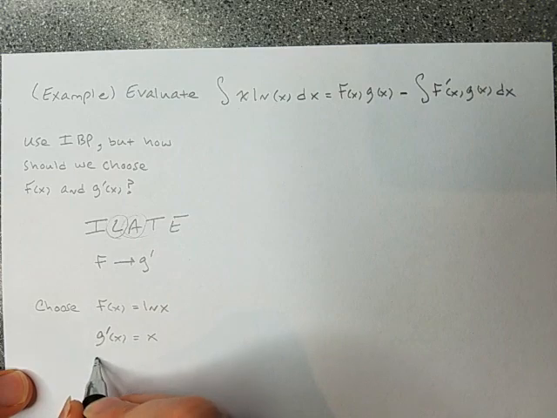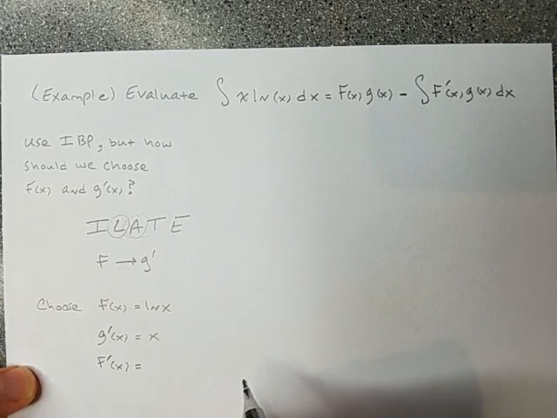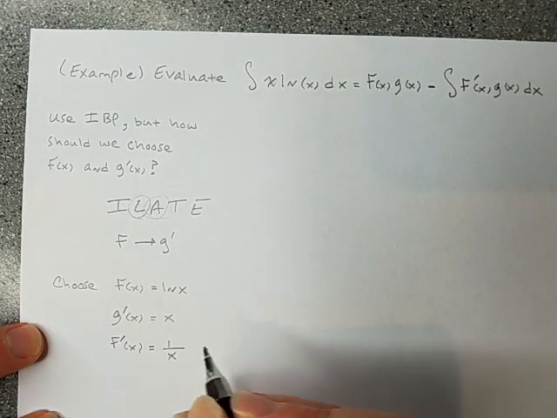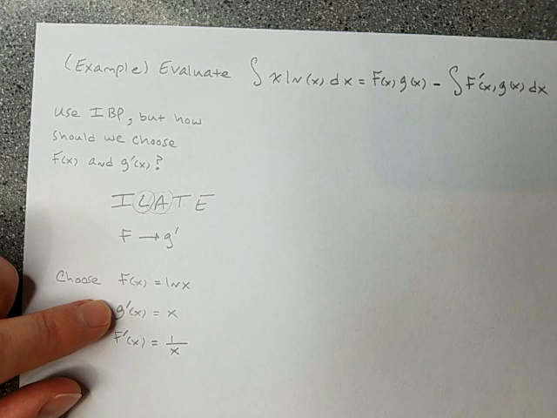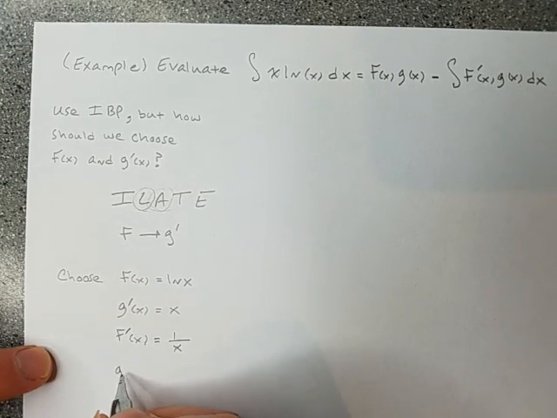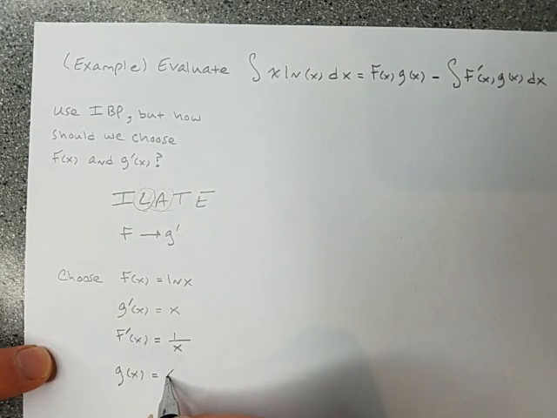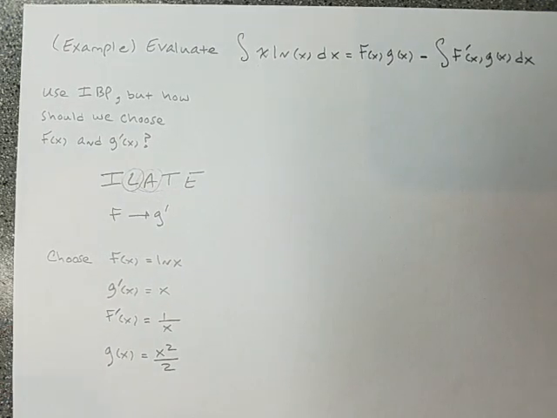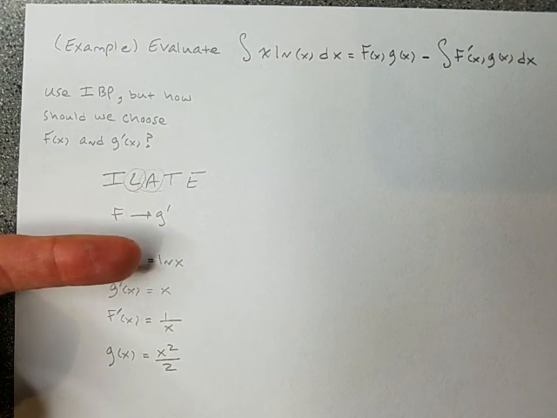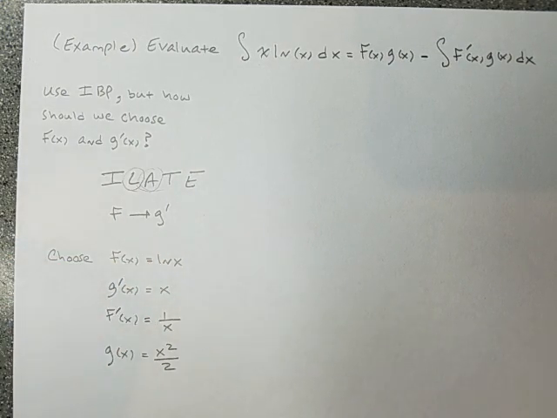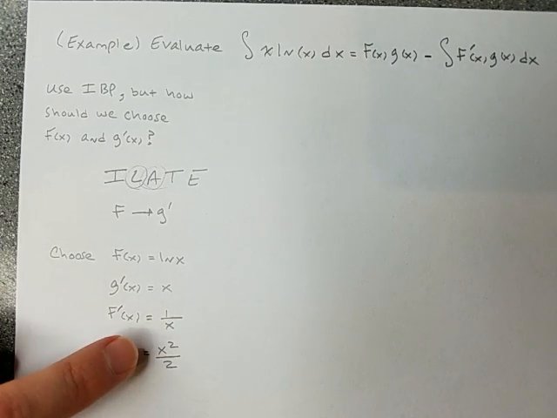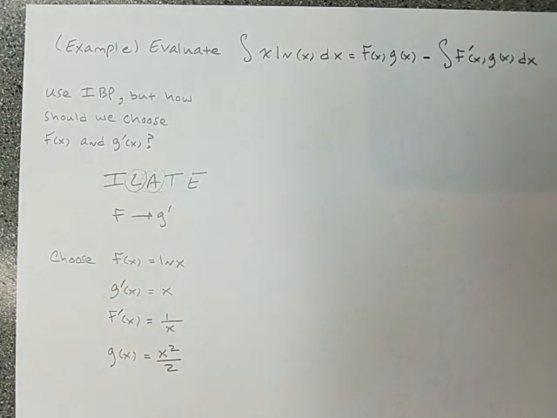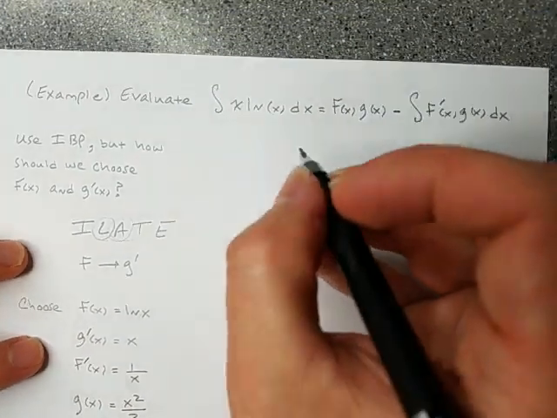So we'll find f prime. If f of x is natural log of x, what's f prime? It's going to be 1 over x. And if g prime is x, what's g? That would be x squared over 2, right? Just check and make sure it's consistent. If f is natural log of x, is f prime 1 over x? Yes. And if g is x squared over 2, is g prime going to be x? Also yes. So that looks like enough.